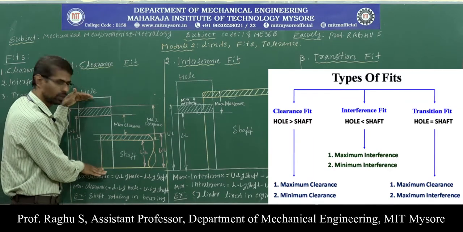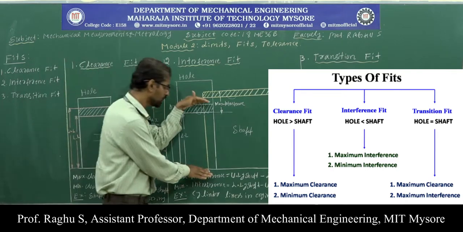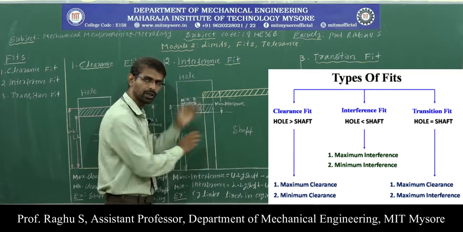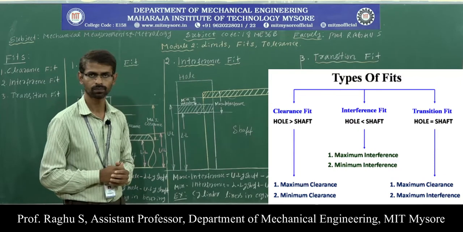Now, to obtain a clearance between shaft and hole, what is the condition? The size of the hole must be greater than the size of the shaft. To obtain the interference fit between shaft and hole, what is the condition? The size of the shaft must be greater than the size of the hole.